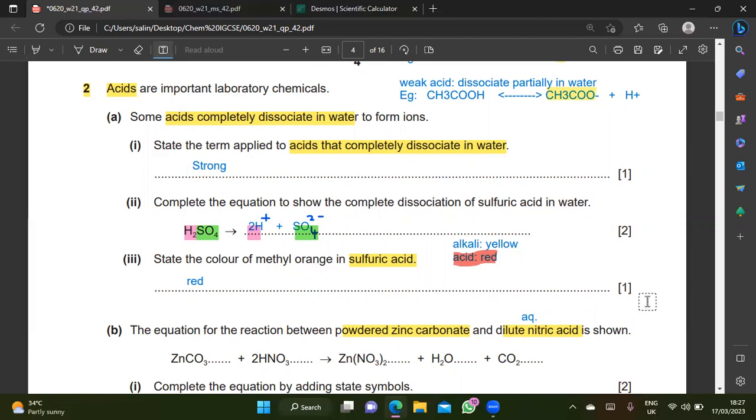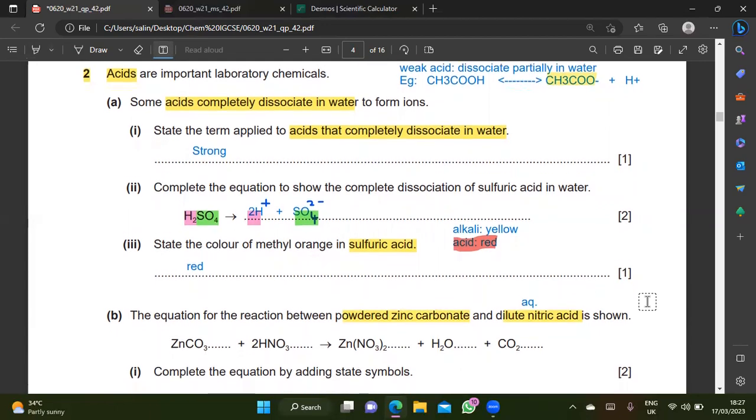Complete the equation by adding the state symbols. All right, they already give you the equation and they already balanced it. So what do they want you to do? They want you to just put down the state symbol. Okay, they already told you here, powdered zinc carbonate. So the symbol for powdered zinc carbonate should be the solid form. Normally we use a bracket here, yeah? So why not just put solid, there you go.